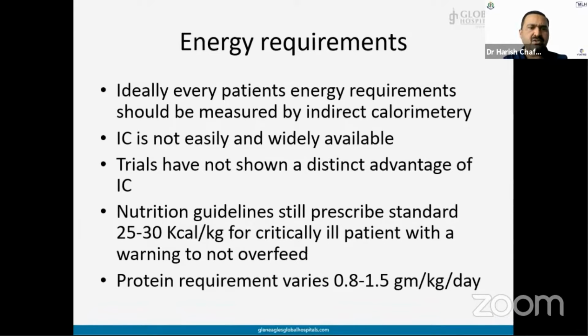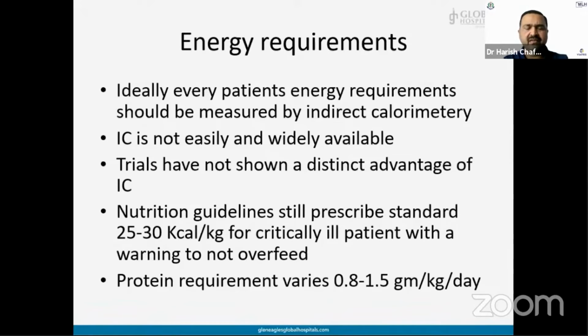But indirect calorimetry is not easily or widely available, and trials have not shown a distinctive advantage of indirect calorimetry. Nutrition guidelines still prescribe 25 to 30 kilocalories per kg for critically ill patients, with a warning not to overfeed. And we know what can happen if you enter into overfeeding or refeeding syndrome.